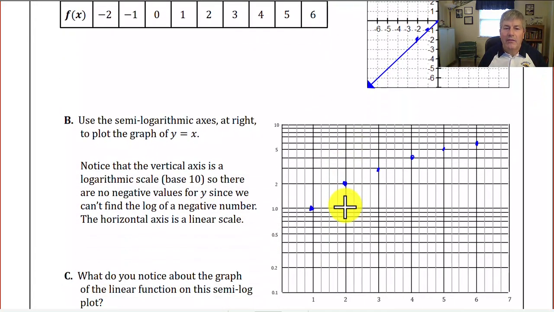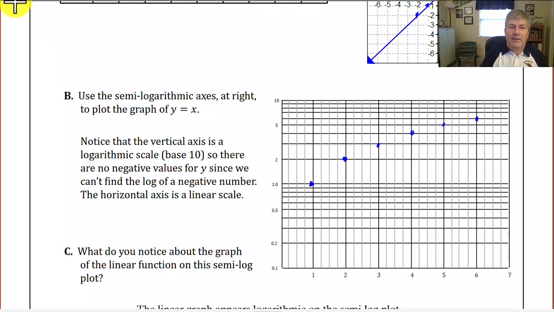Now in B, we're asked to use a semi-logarithmic axis at the right. So the semi-logarithmic axis at the right, you can see how these are scaled, and the distances get smaller and smaller the closer we get to 1. And 1 here is really like 10 to the 0 power and 10 to the first power. So as our exponents get closer and closer to 1 here, we kind of squeeze our scale a little bit. It's more of a logarithmic scale than a linear scale.